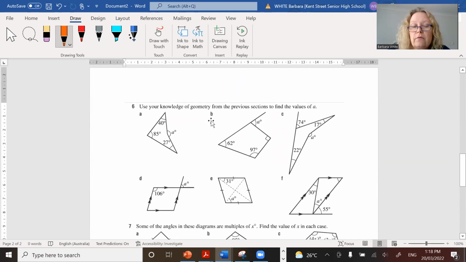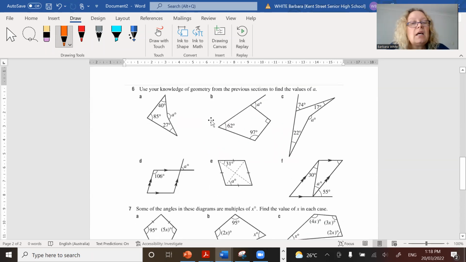Moving on, skip question 5. Moving on to question 6. It's a little bit trickier because you're asked to find this angle out here. So first you've got to figure out what this one is. They all add up to 360. Then you've got to figure out what this one out here is. And remembering that these two will add up to 360 because they're part of a circle.